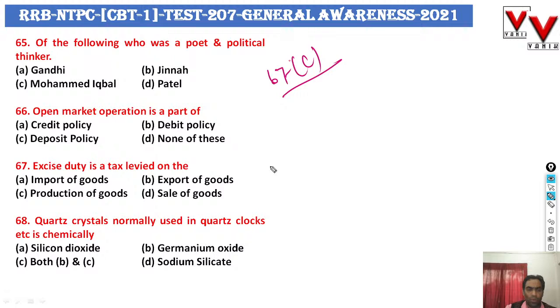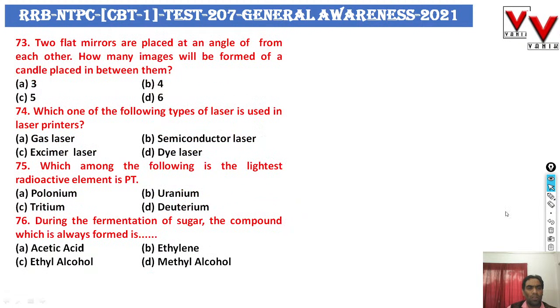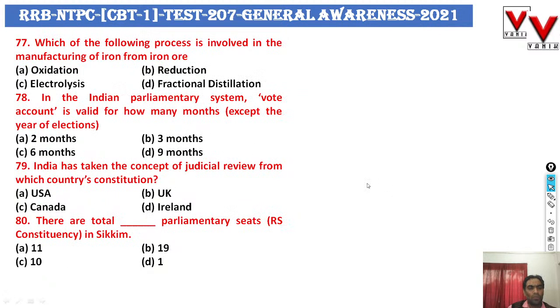Production of goods. The question on quartz crystals is something the science teacher will take care of. Now we proceed to the next question, bromine, which is a science part. The next, which of the phenomena, is also science. 72 is also science. Now 73, flat, is also science. Which type of laser is used in a laser printer is also science. Which is the lightest radioactive element is also science. During the fermentation of sugar, the compound formed is science. Now 77, which of the following processes is involved, is science part.